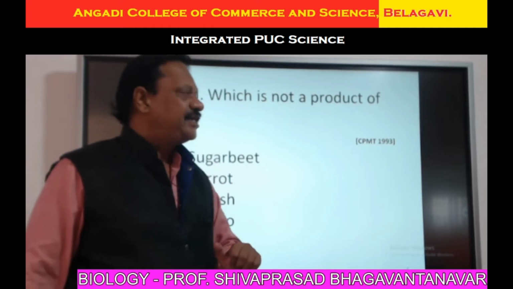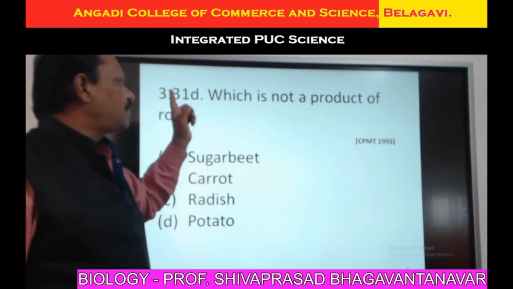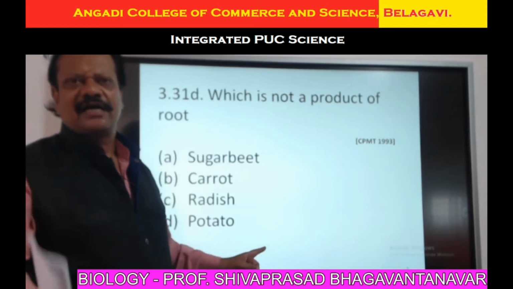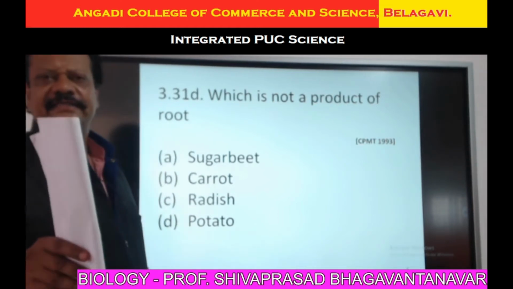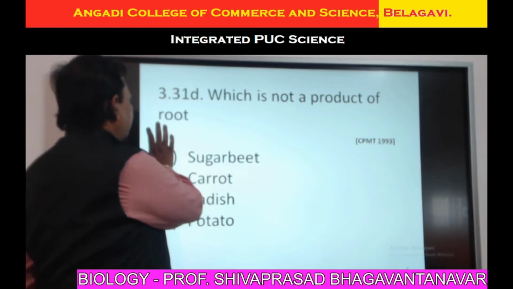Then what is the question here? Which is not a product of root? The correct answer is potato is not a product of root. So option D is the right answer. We'll go to the next slide.